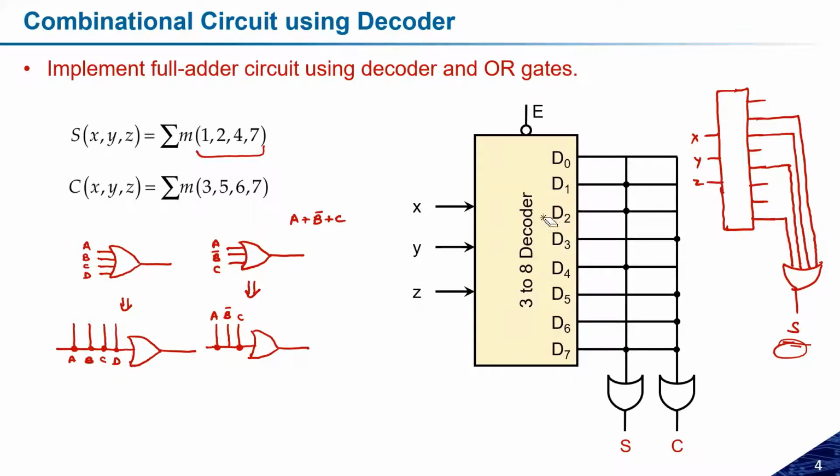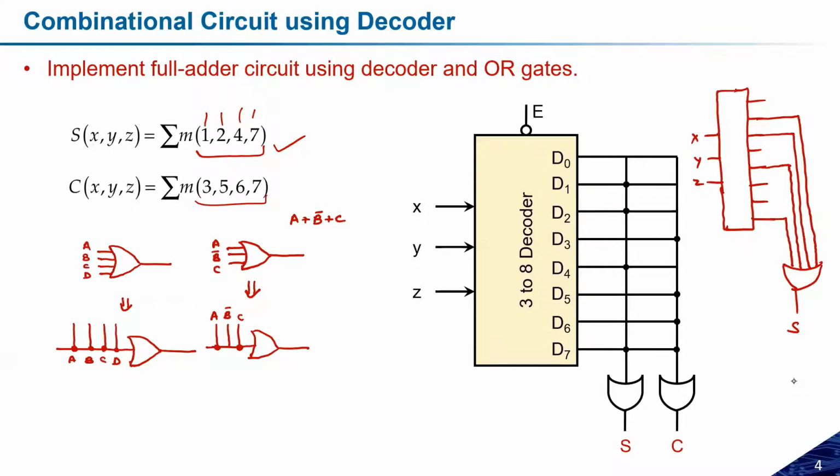D0, D1, D2 are the minterms, no? M0, M1, yeah, these all are the minterms. We will consider all these as minterms. D0 to D7, all are the minterms. And which minterm I have to consider is based on where you are connecting. Because for the sum you need 1, 2, 4, and 7, so here I have connected 1, 2, 4, and 7. Similarly for the carry, you need to connect the minterms 3, 5, 6, and 7. So D0, D1, D2, D3, D4, D5, D6, and D7, these all are the minterms.